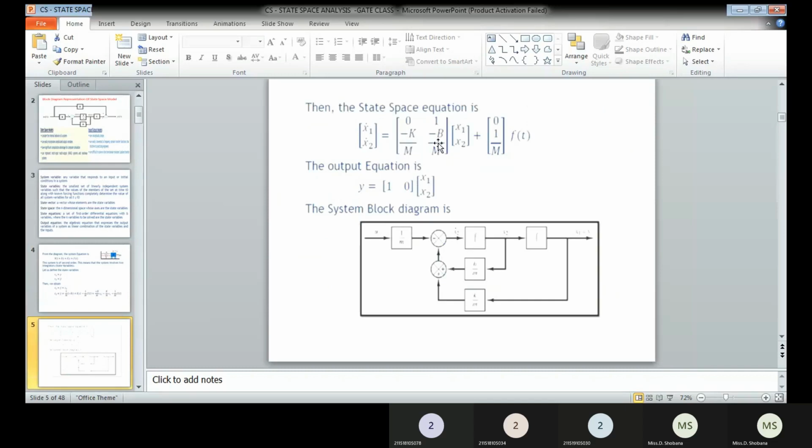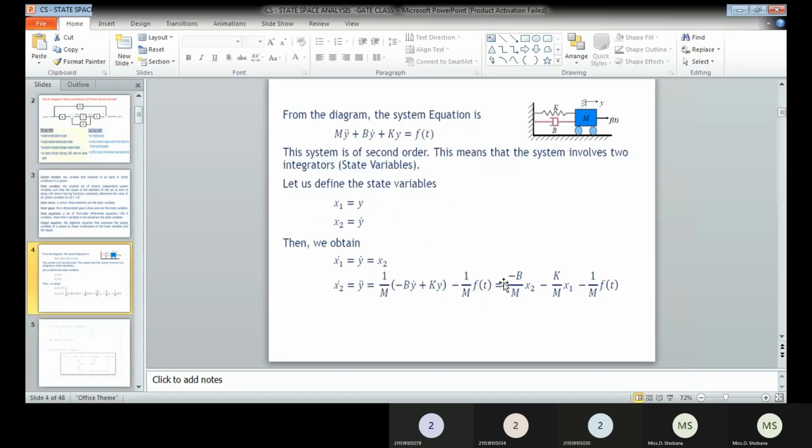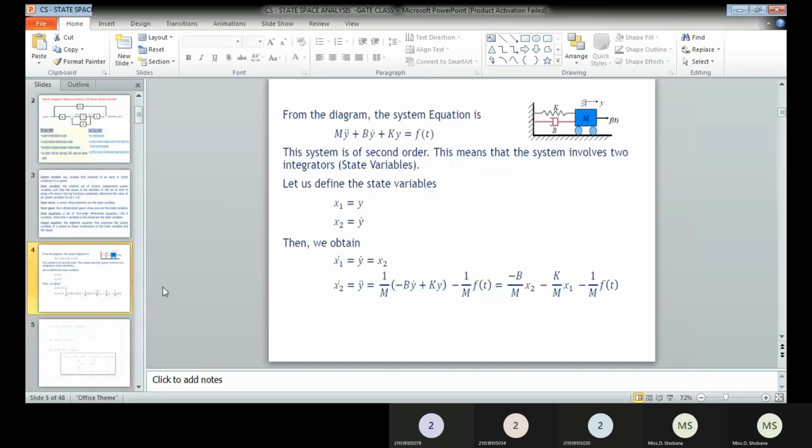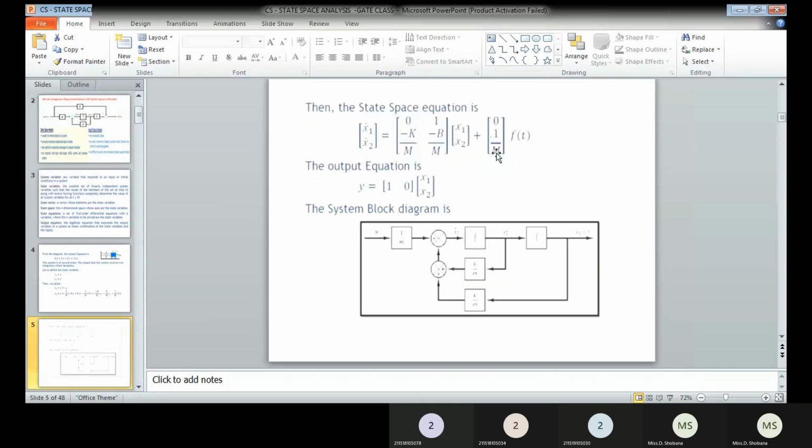So minus k divided by m, and then we have the x2 coefficient, that is minus b divided by m. So therefore we will be having the second row, second column element as minus b divided by m. And here you are having an input variable. So the input coefficient is minus 1 divided by m, that is written in the B matrix.